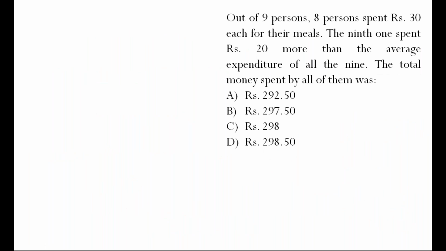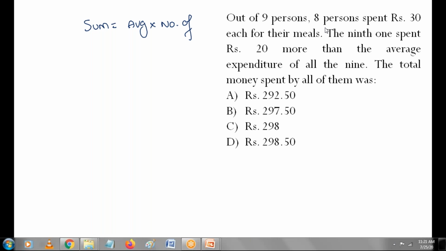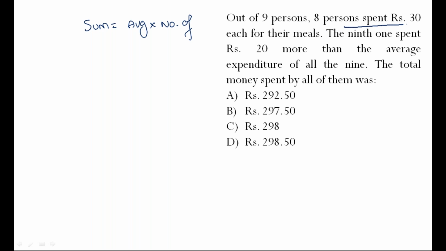Now see this next question. Most of the questions will use our mantra: sum equal to average into number of. Most of the questions depend on this. Now here, how many persons are there? 9 persons are there. Among that, 8 persons are spending 30 rupees each. 9th person is spending 20 more than the average of all. So average of all 9 persons is not given. So average of all people, let it be A.